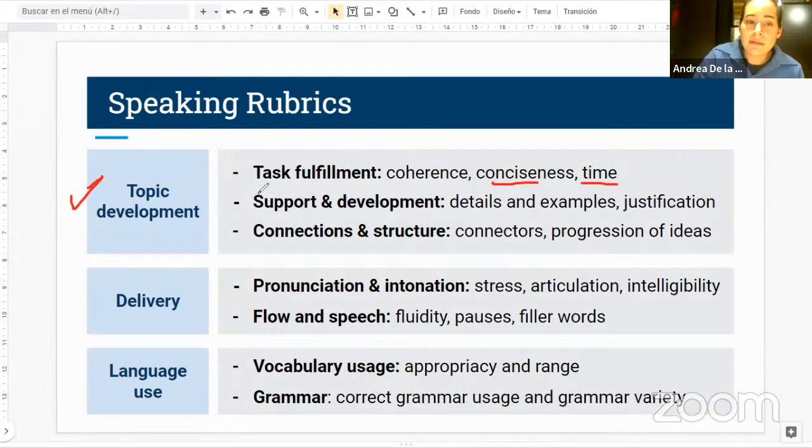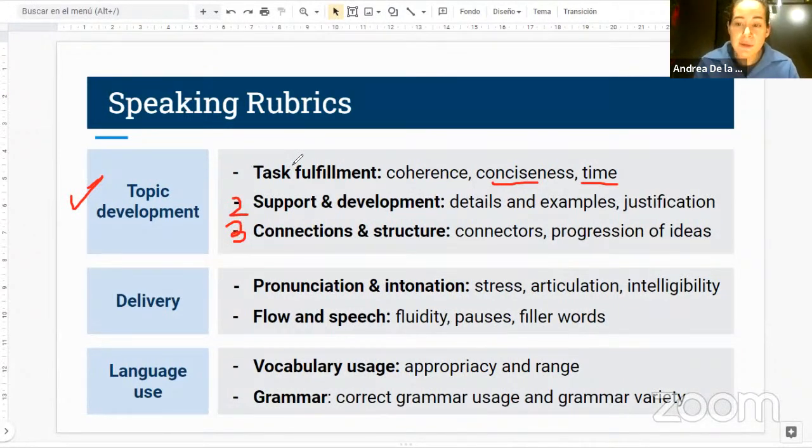Now, the second thing that belongs to this category is support and development. So this has to do with how you support your response, right? So basically the content. This is how well you can explain the ideas that have been given to you or the ideas that you have in some of the cases. And finally, this is another important thing, which is connections and structure. So this is basically how you connect your ideas.